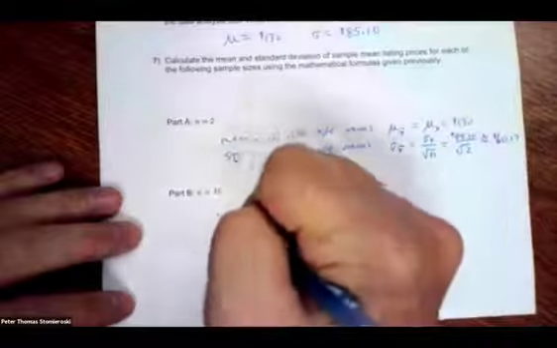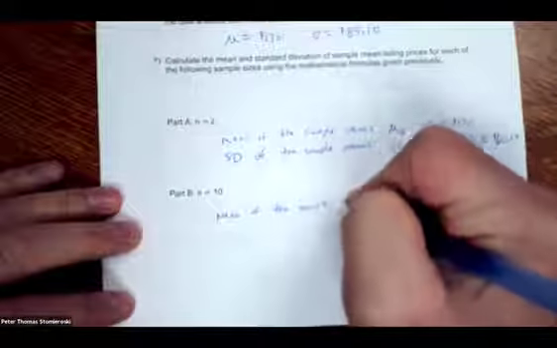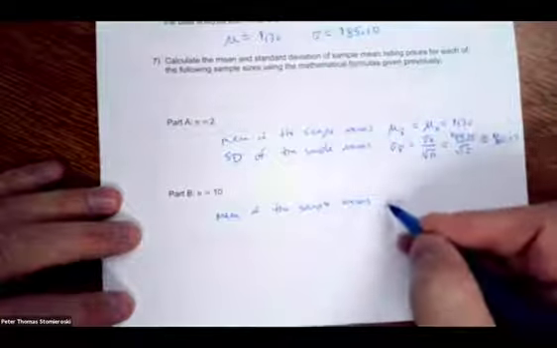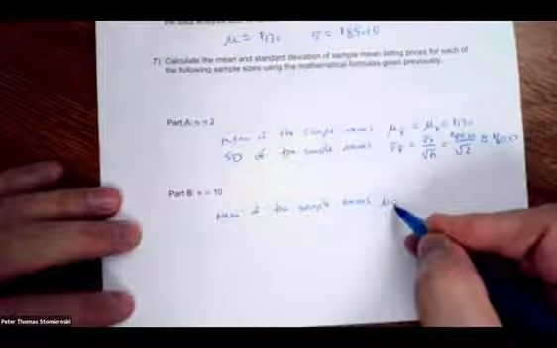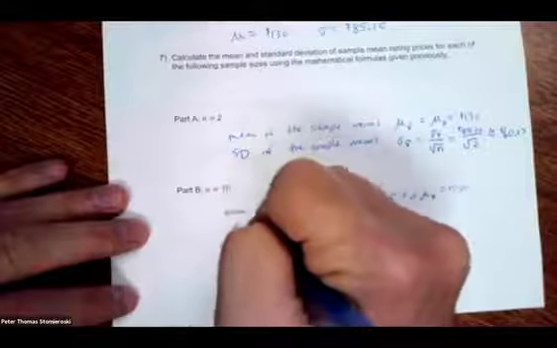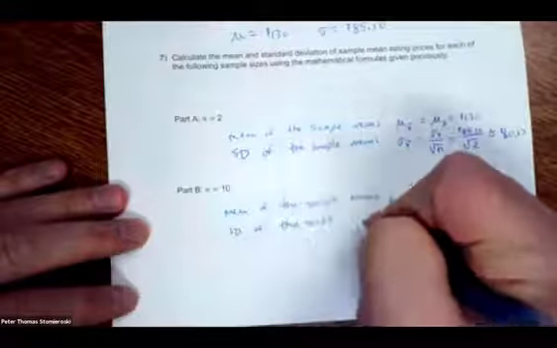We use the same formulas for a sample size of 10. The mean of the sample means, which I'm going to abbreviate mu of x bar, is saying the average of all your x bars for this particular sample size should equal the average of your population, which is still $130. And the standard deviation of the sample means you expect it to be even smaller because the sample size is bigger.